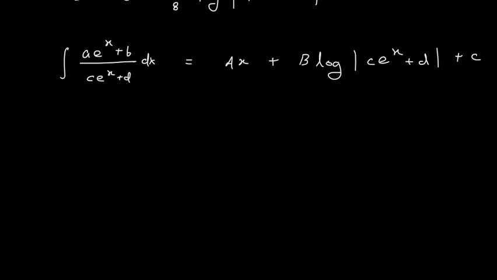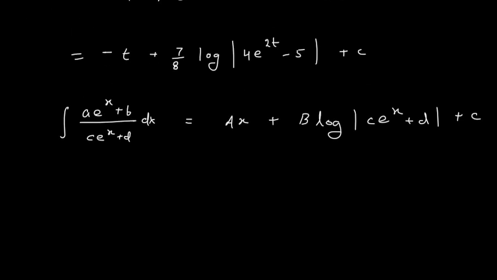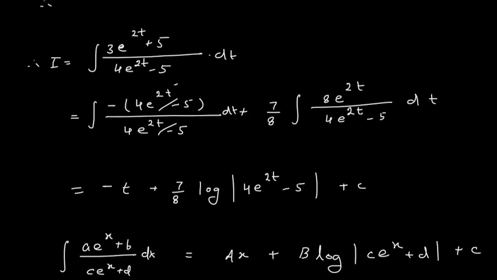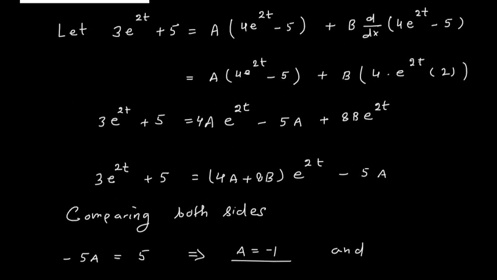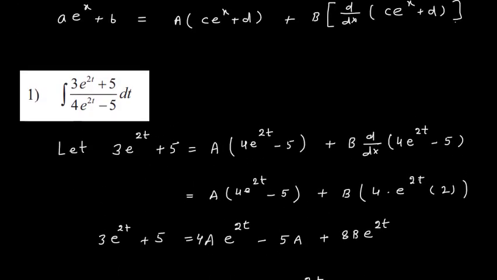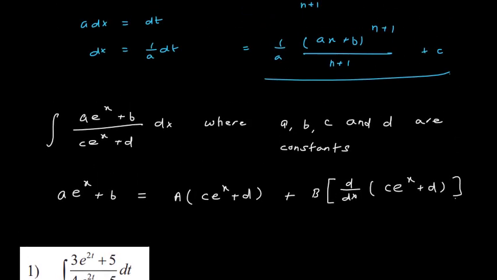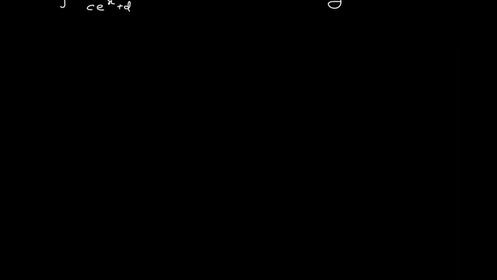So that means a and b are important. Once you get the values of a and b, then the answer is in front of you, right? So this is what we are doing in this format, this is the proper way. I hope you understand what we are doing. This is applicable when your problem is of the format a e^x plus b upon c e^x plus d, right? So whenever you see this kind of problem, go this way. That will be easy, right? Now let us see a few more questions.